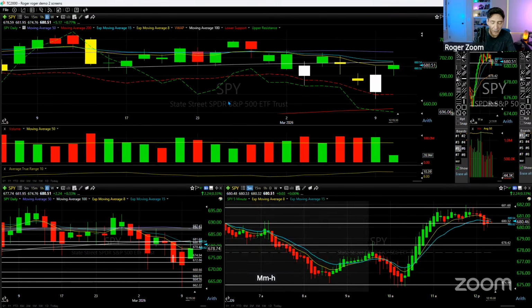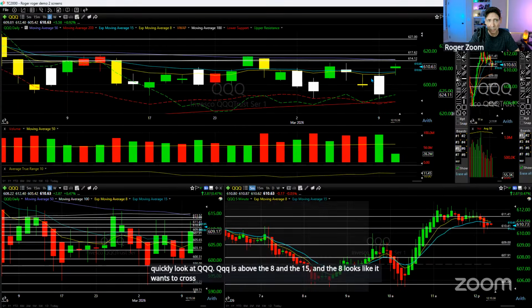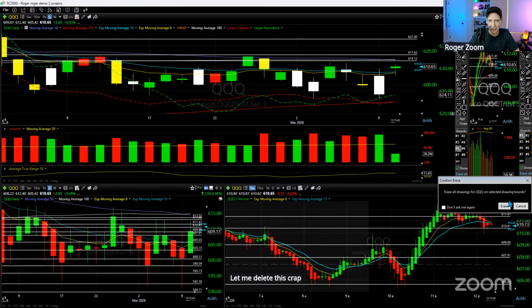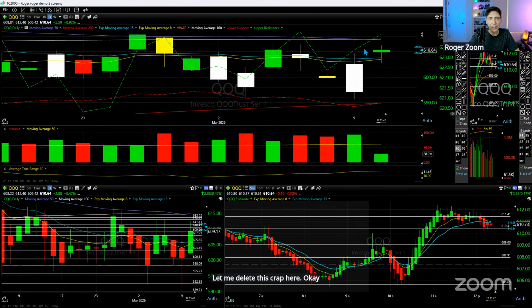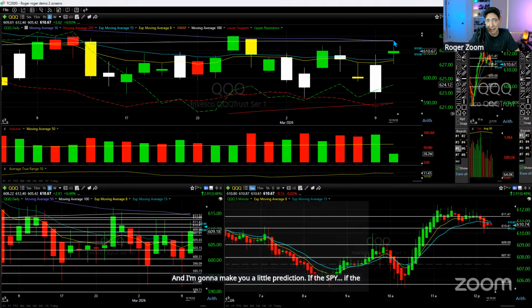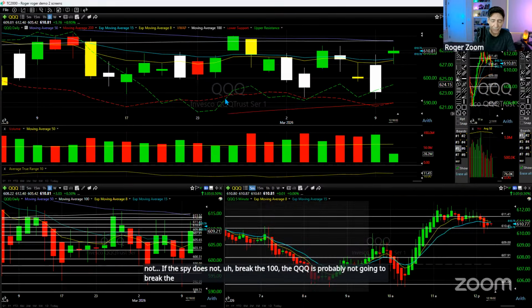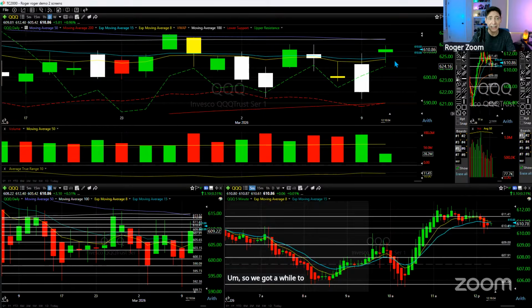Okay. QQQ. Let's just quickly look at QQQ. QQQ is above the 8 and the 15, and the 8 looks like it wants to cross the 15, which is beautiful, but we're still below this level. We've got to break above the 100. And I'm going to make you a little prediction. If the SPY does not break the 100, the QQQ is probably not going to break the 100. So we've got a while to go here, but at least we're in this channel.